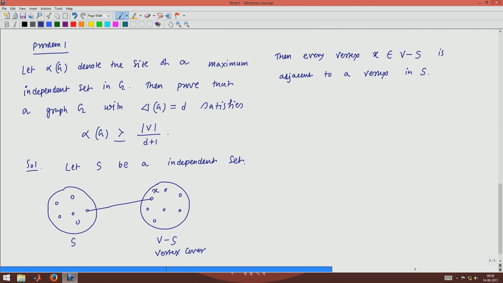Suppose there is a vertex x in V minus S which is not adjacent to any of these vertices here, then this S can be extended in the independent set, right, and you will get a bigger independent set. But since S is the largest, the maximum independent set, that is why this is true, that every vertex x is adjacent to a vertex in S.